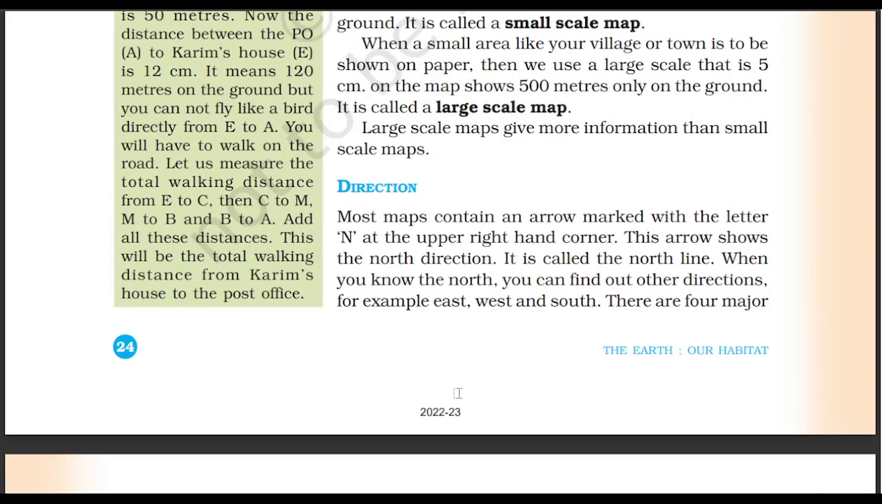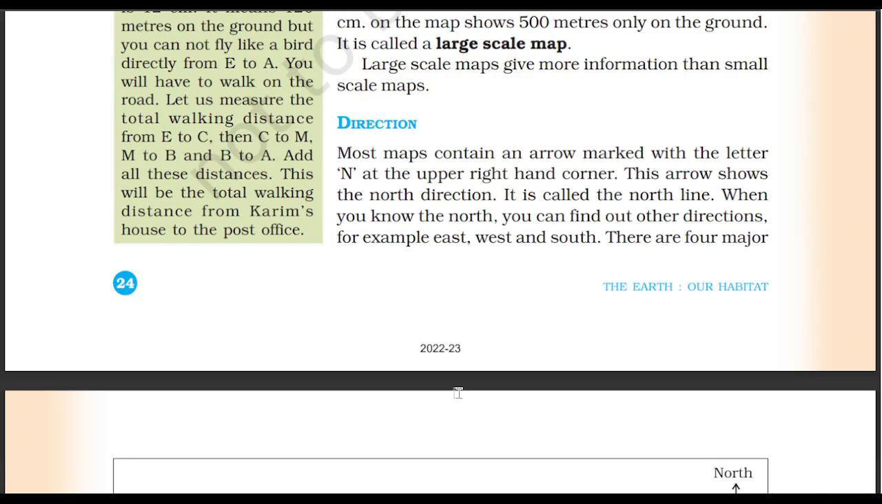Direction. Most maps contain an arrow mark with the letter N and mention north at the upper right hand corner. This arrow shows the north direction. This is called the northern line. When you know the north, you can find other directions, for example, east, west, and south.